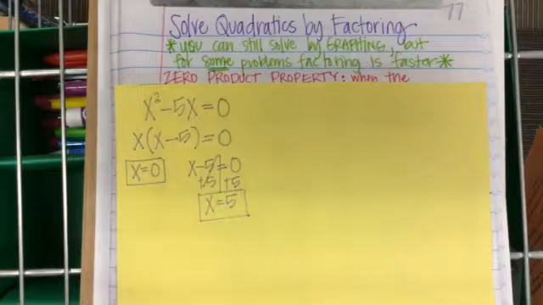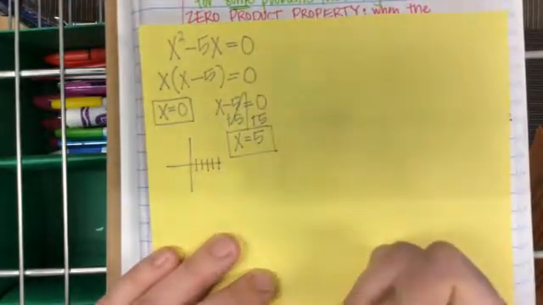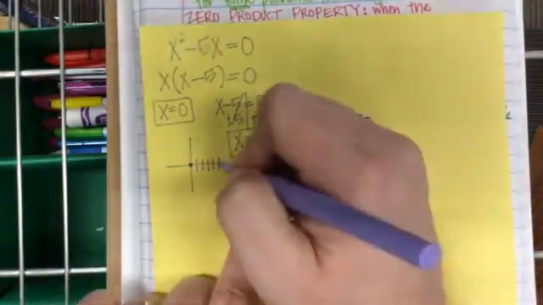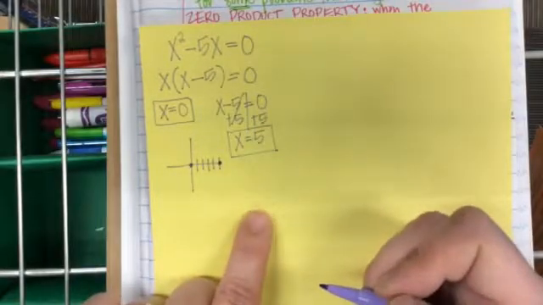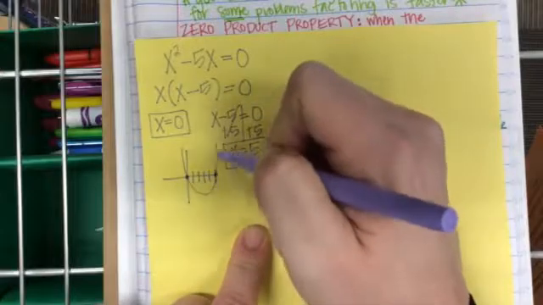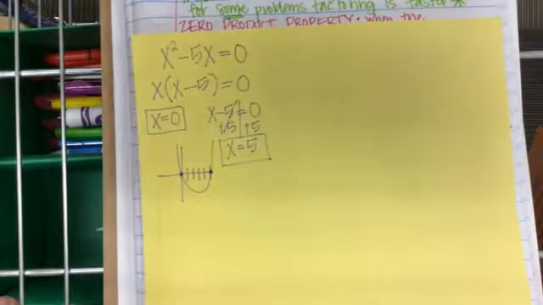It's that easy. You could even, if you wanted to, make a quick sketch. If it intersects at X is 0, and it intersects at X is 5, and it opens up, I'd have to do a lot of estimating, but, right? Okay, try another one.